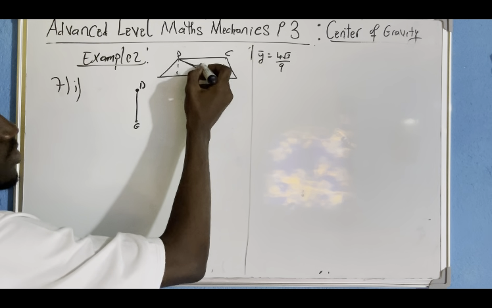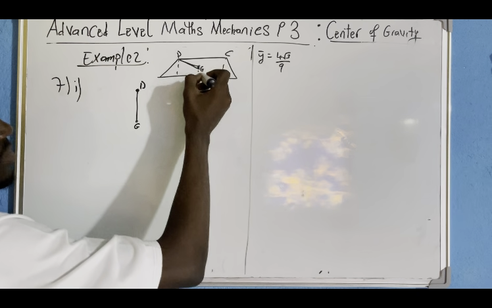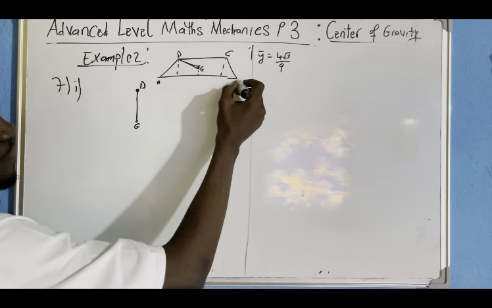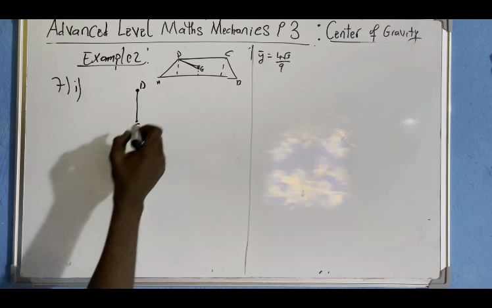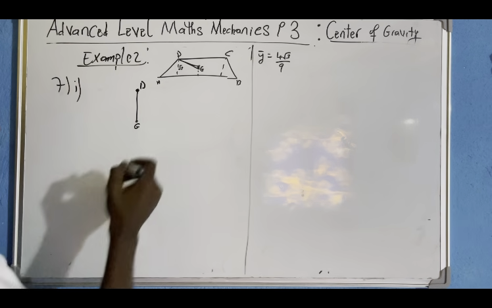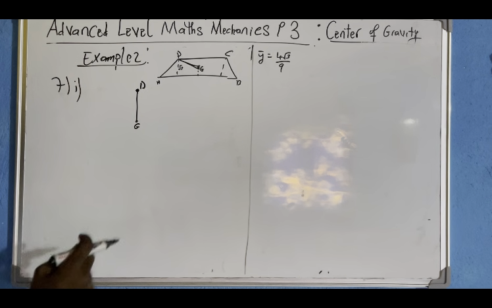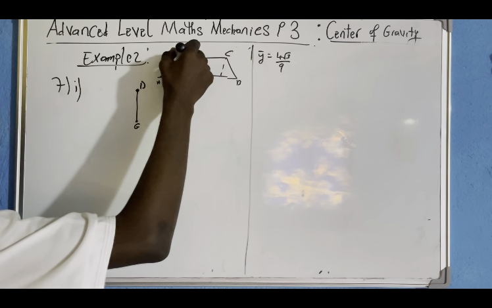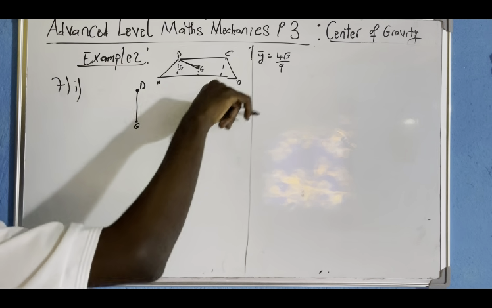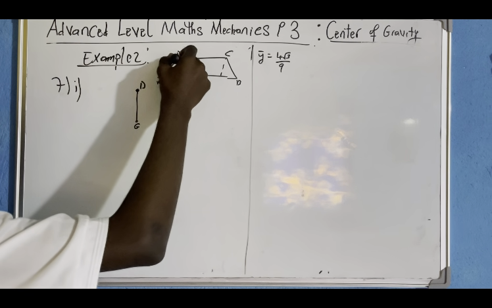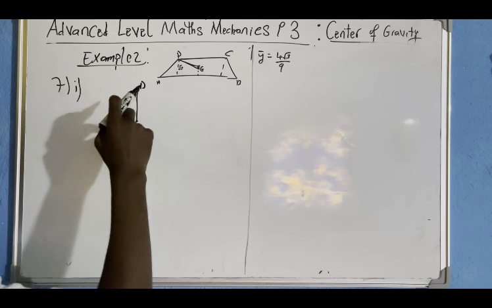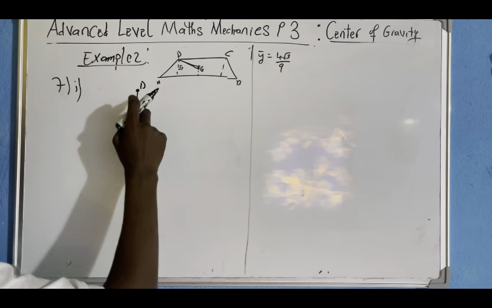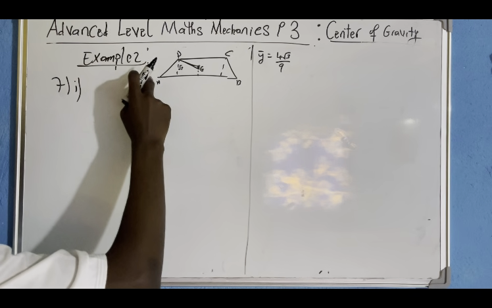So 4 root 3 over 9 should be somewhere near what? Near AB, because the distance here was root 3. So let us say the center of mass is like this. Now if I fix it here, you see that this one will turn, like this, then come into equilibrium. At the moment of equilibrium, G is exactly below D.